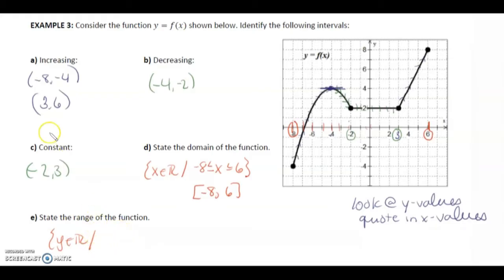Okay, for the y values, let's take a look. I'm changing color. The lowest point here is -4, and the highest point is 8. Okay, so y is between -4 and 8, and it includes both because these are all closed circles. Okay, in interval notation, you are going to see [-4, 8].